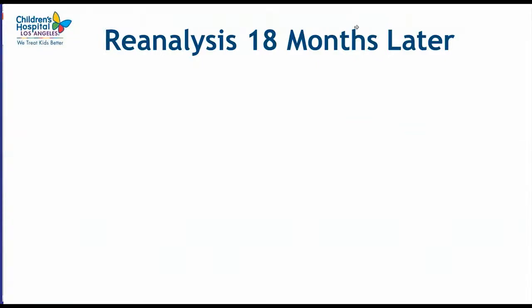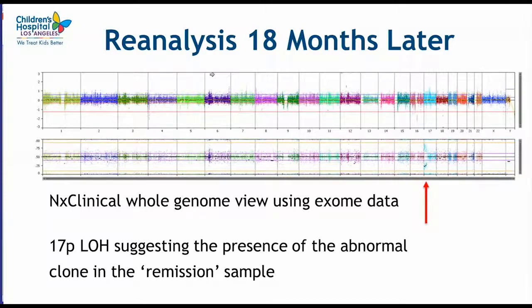So it was decided 18 months later to do reanalysis of exome data. And at that point, we also looked at the case in NxClinical. So this is now copy number analysis from exome sequencing data from NxClinical. And to our surprise, we see clearly copy neutral LOH in 17p in this peripheral blood sample, which, if you remember, was also seen in bone marrow at the time of acute myeloid leukemia diagnosis. So this was almost certainly a somatic change. And this indicated to us that in this peripheral sample, there was actually residual MDS cells, an MDS clone.